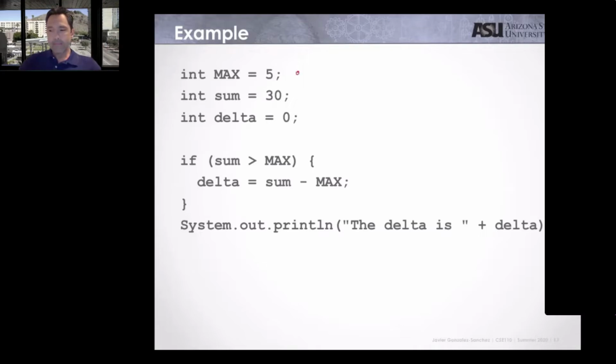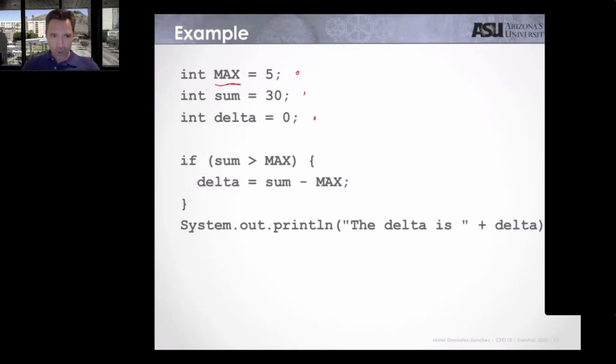variable integer, variable integer, variable integer. Why is this one everything uppercase? What am I telling the reader when I put max, everything uppercase? It's a constant, good.